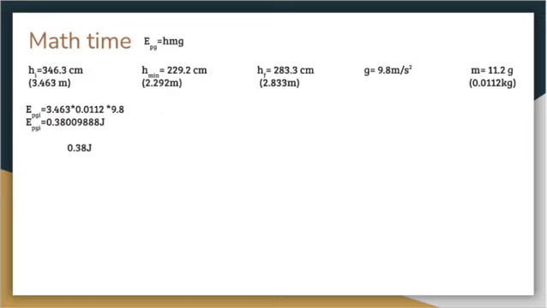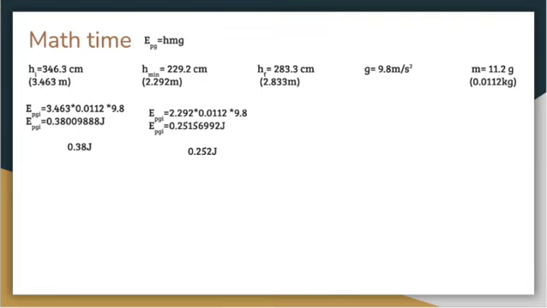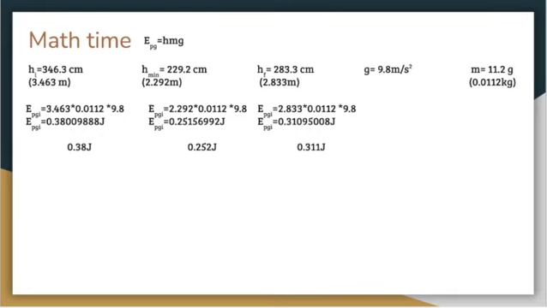Now here I've plugged the first value into the equation. As you can see, I've multiplied all the values out, and then I'm given 0.38 joules. So this is the initial gravitational potential energy of the bird. Next, I calculated out the minimum gravitational potential energy of the bird, and that turned out to be 0.252 joules. And here I've calculated out the final gravitational potential energy of the bird, which is 0.311 joules.